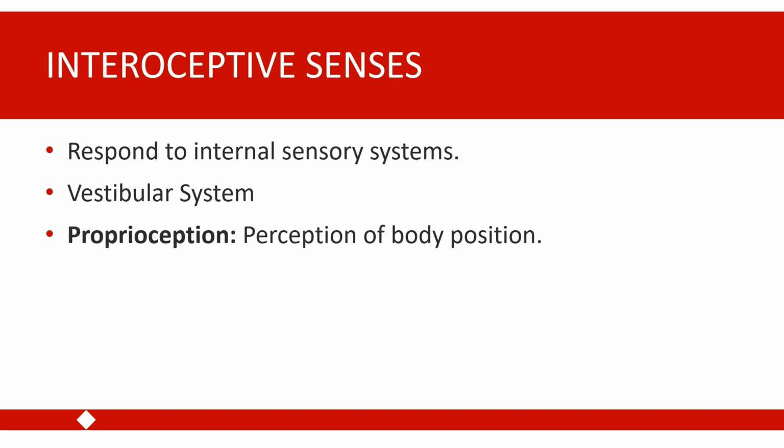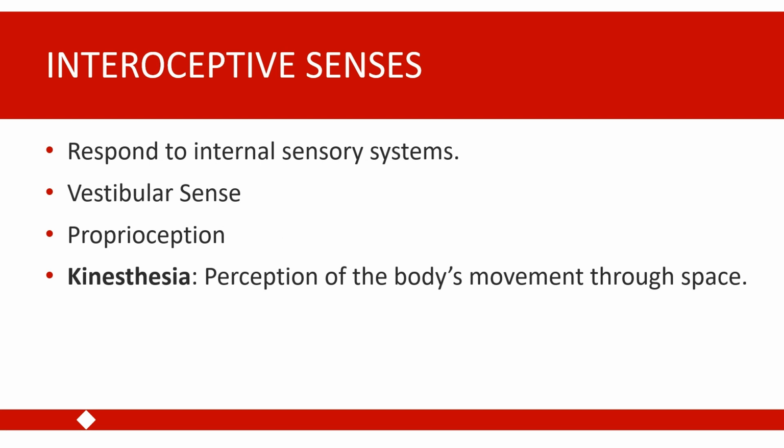Another important interoceptive sense is our sense of proprioception. Our sense of proprioception gives us information about our body's position in space. Along with our sense of proprioception, we also have our sense of kinesthesia. This is our ability to perceive not only our body's position at a static moment in time, but our ability to perceive the movement of our body through space.